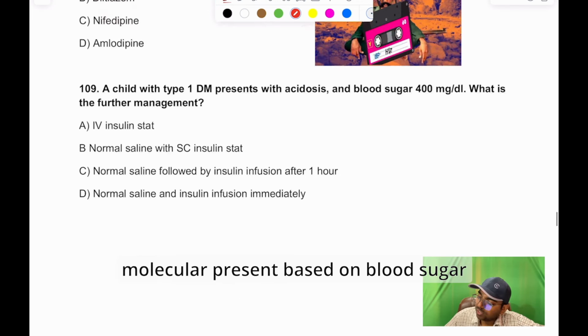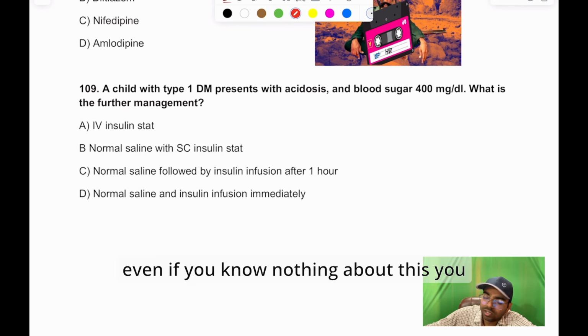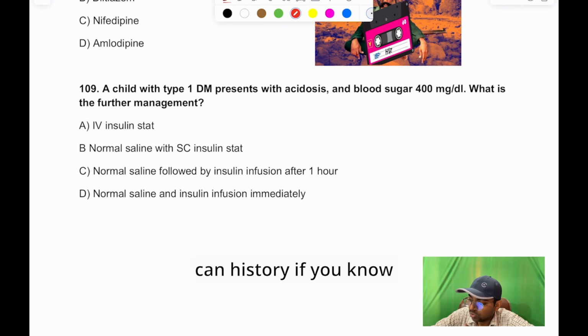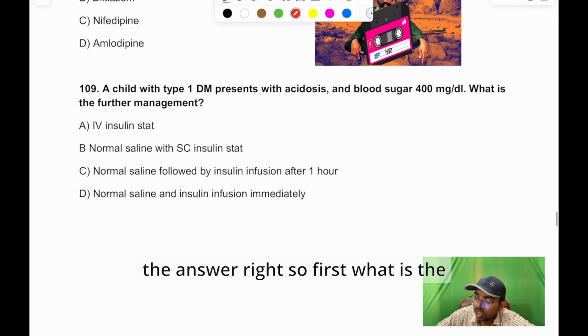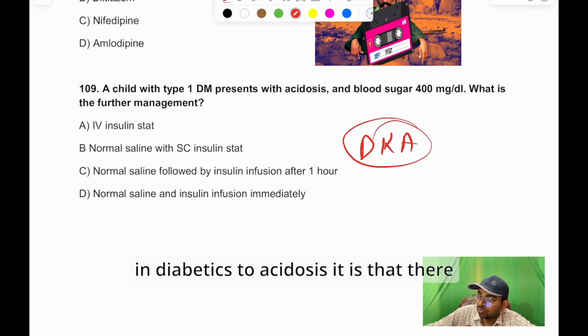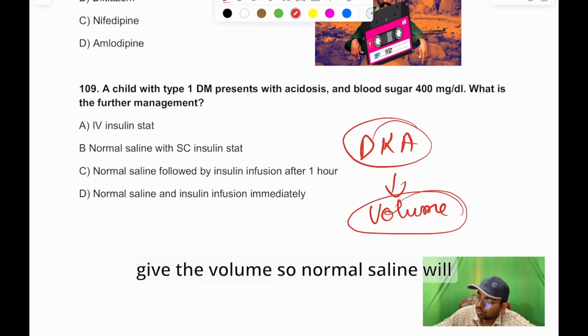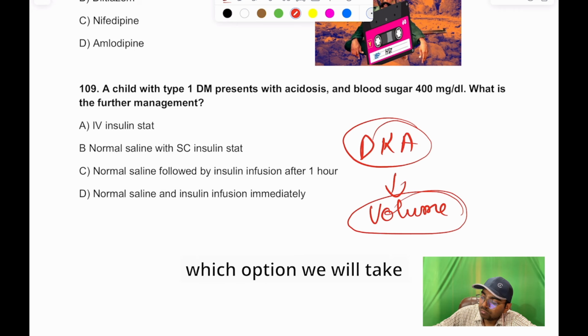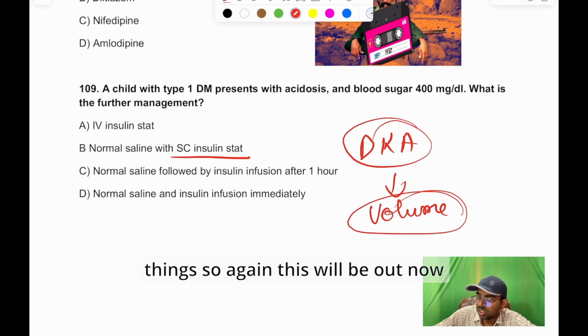A child with type 1 diabetes mellitus presents with high blood sugar, what is the further management? See, in these cases, even if you know nothing about this, if you have good understanding, you can always mark the answer right. First, what is the primary pathology in diabetic ketoacidosis? It is volume depletion. So our first target would be to give volume. So normal saline will definitely be given. Which option will we take? Subcutaneous insulin, again this is an emergency situation, so why should we go for subcutaneous? So this would be out.